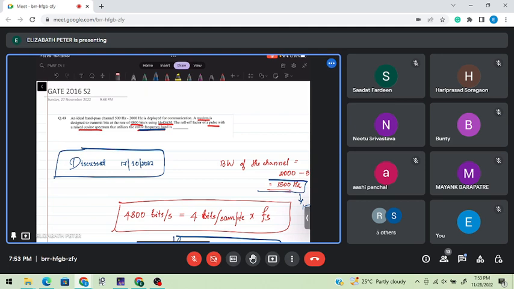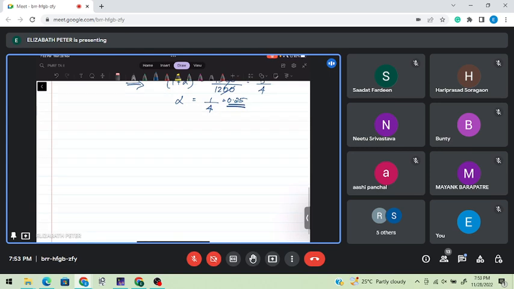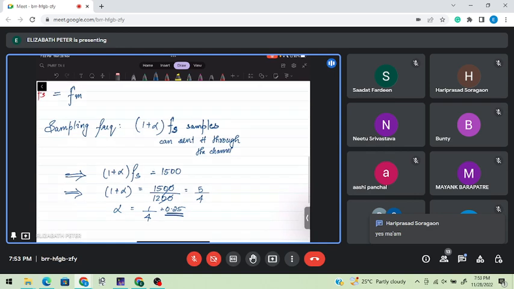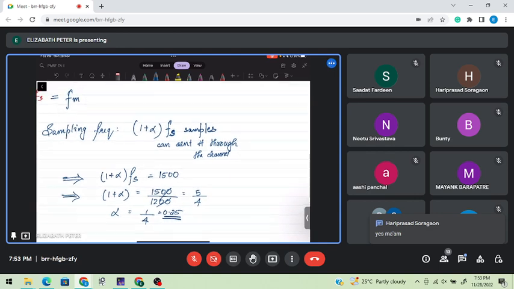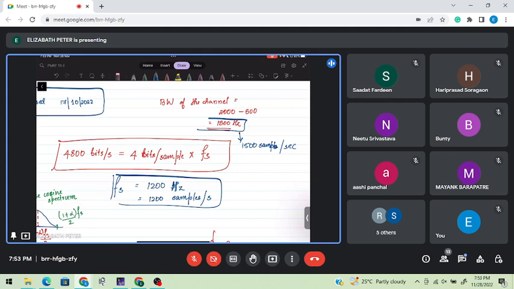Is this clear? So how can you relate bandwidth to samples? Isn't bandwidth related to bits? See, when I say 1500 hertz, that channel can occupy that many. When I say fs is 1200 hertz, what does it mean? I will be sending 1200 samples per second. That's what it meant, right? Yes. So when I say my bandwidth of the channel is 1500, it can accommodate a maximum of 1500 samples.